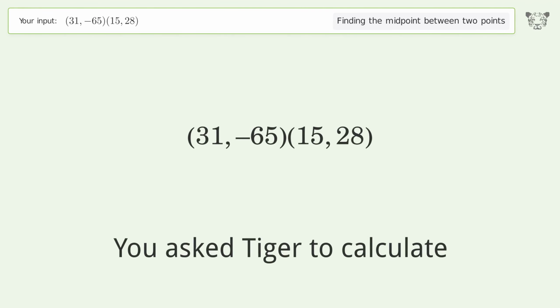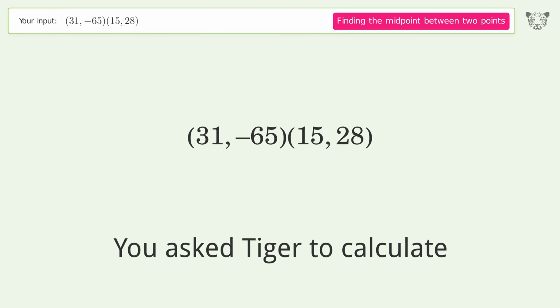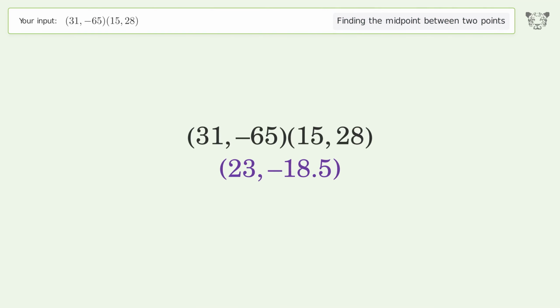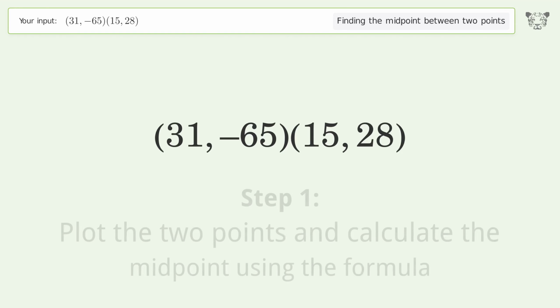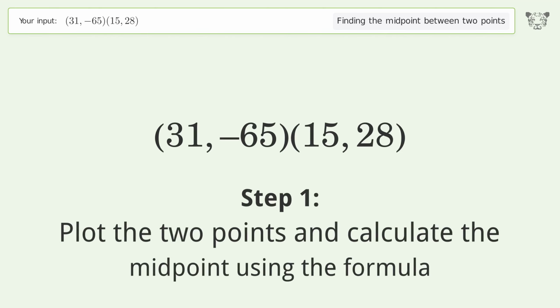You ask Tiger to calculate. This deals with finding the midpoint between 2 points. The midpoint between the 2 points is 23, negative 18.5. Let's solve it step by step. Plot the 2 points and calculate the midpoint using the formula.